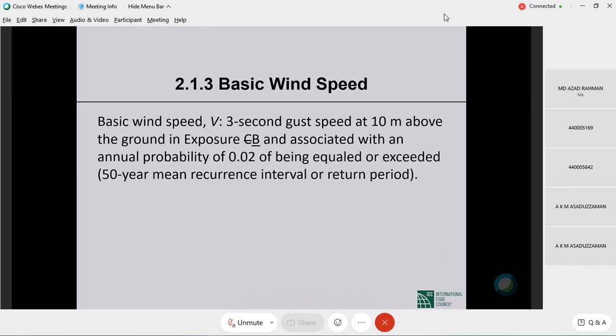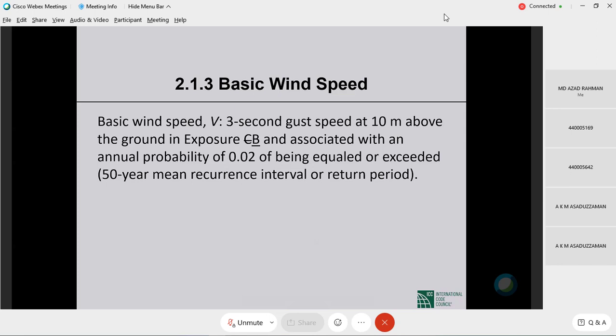The V, basic wind speed. So from here on, it gets pretty serious. Okay, so the V is 3-second gust speed, first of all. It is 10 meters above ground in exposure B and associated with a return period of 50 years. So there are 4 elements to V. It is 3-second gust speed. It is at 10 meters above ground. It is at 10 meters above ground of exposure B, and it corresponds to a 50-year return period.